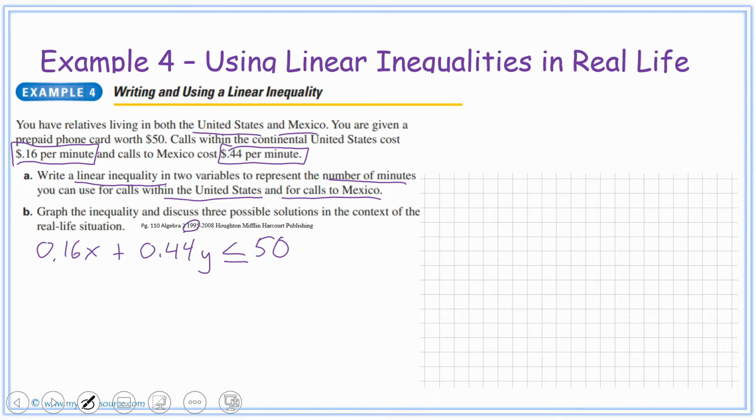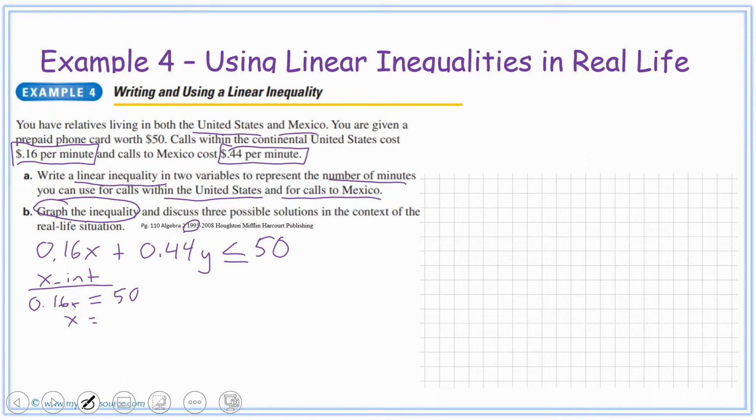Now we could go ahead and graph the inequality using the steps we just learned. We can do that using the x-y intercepts, which is normally easier when it's in this format. You could use a calculator to divide that. Remember, you're going to have to first find your x-intercept. To find the x-intercept, set your y equal to 0. So you have 0.16x plus 0.44 times 0, which is just 0, so we don't really need to write it, equals 50. To figure out what x is, you're going to have to divide 50 by 0.16.